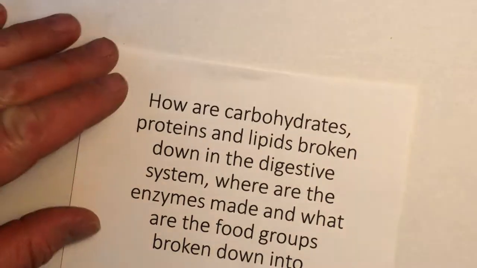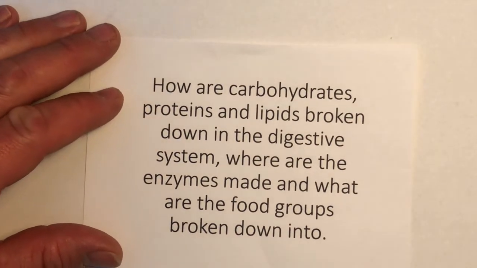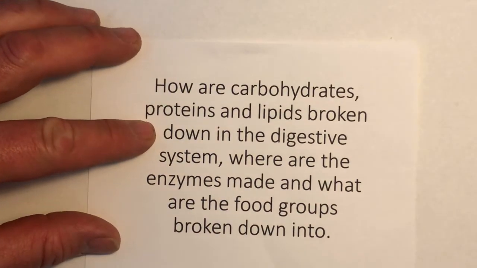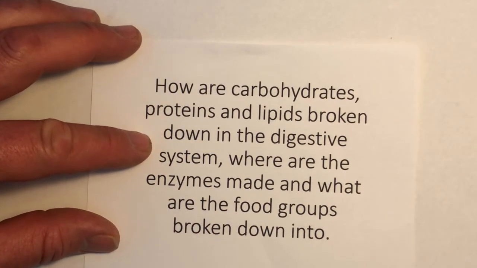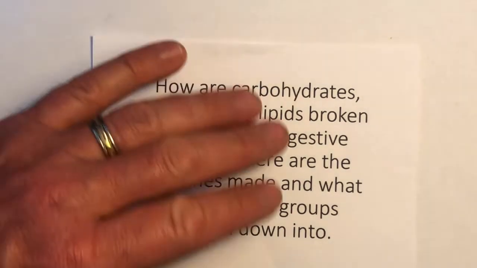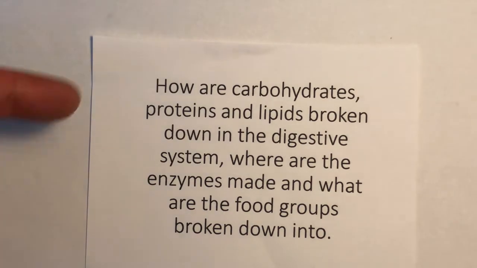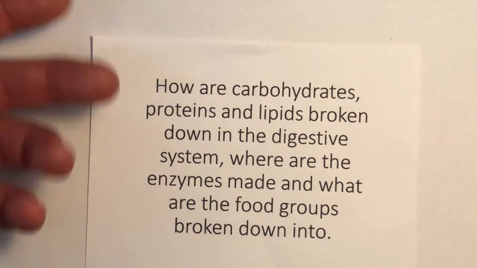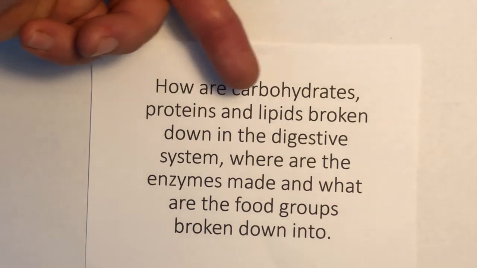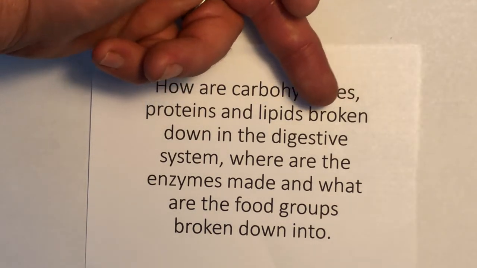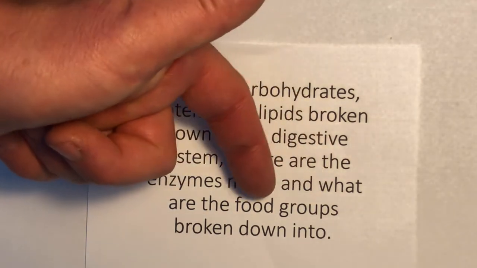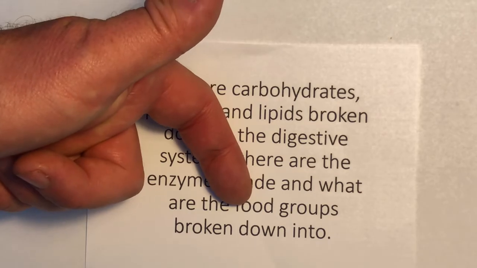The question in this video is: how are carbohydrates, proteins and lipids, fats, broken down in the digestive system? Where are the enzymes made and what are the food groups broken down into? So firstly, let's think about it. You eat your burger, your McDonald's, whatever it may be, and it's going to contain carbohydrates, proteins and lipids. The question is asking where the enzymes are made and what the food groups are broken down into.